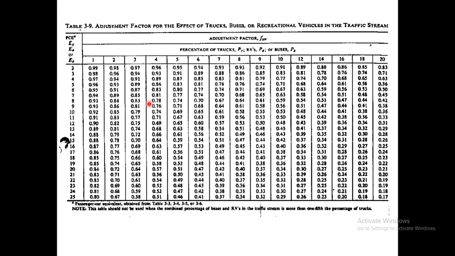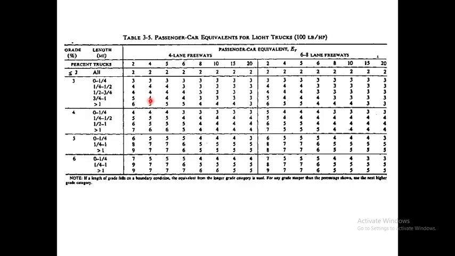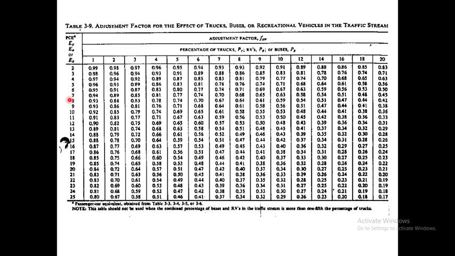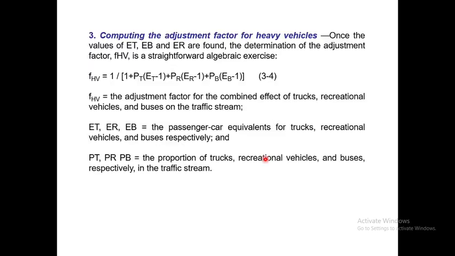Okay, for example, if you find from this table that the ET for a light truck is 4, ET is 4. Here is for ET, ER, and EB. Okay, it's 4. And then the percentage is 10%. So the factor for heavy vehicles would be 77%. Or if you don't want to use this table, you can use this equation.